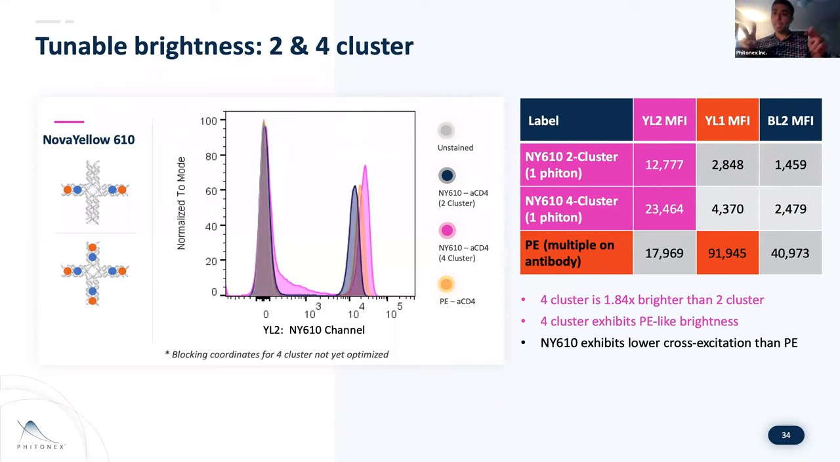We're saying it exhibits PE-like brightness because we can also change the number of phytons on an antibody. So if you needed it to quite literally be PE bright, we could just put more phytons on the antibody, which I'll show in a moment. What's also equally important is that you have tunable brightness with very clean fluorescence. So it makes it analyzable, it makes it doable with other channels, and you could also use multiple of these together in the same panel. I think that's exciting, as is the ability to have very, very bright labels in other parts of the spectrum other than just PE and APC or their conjugates.